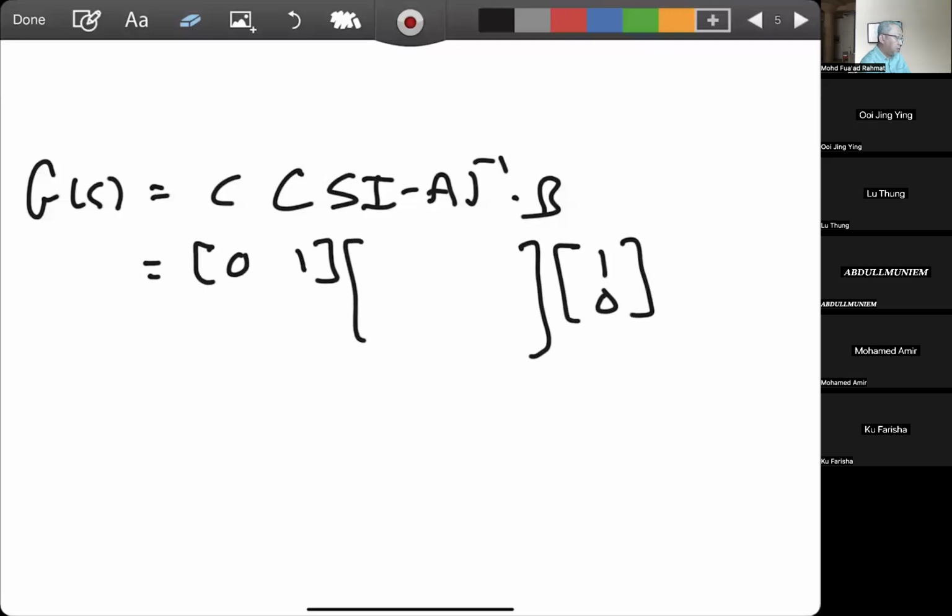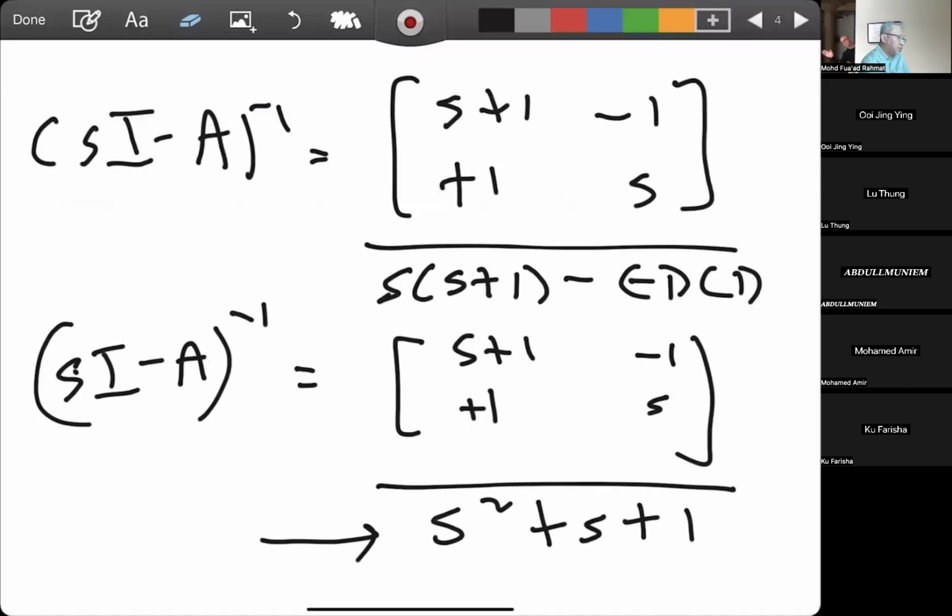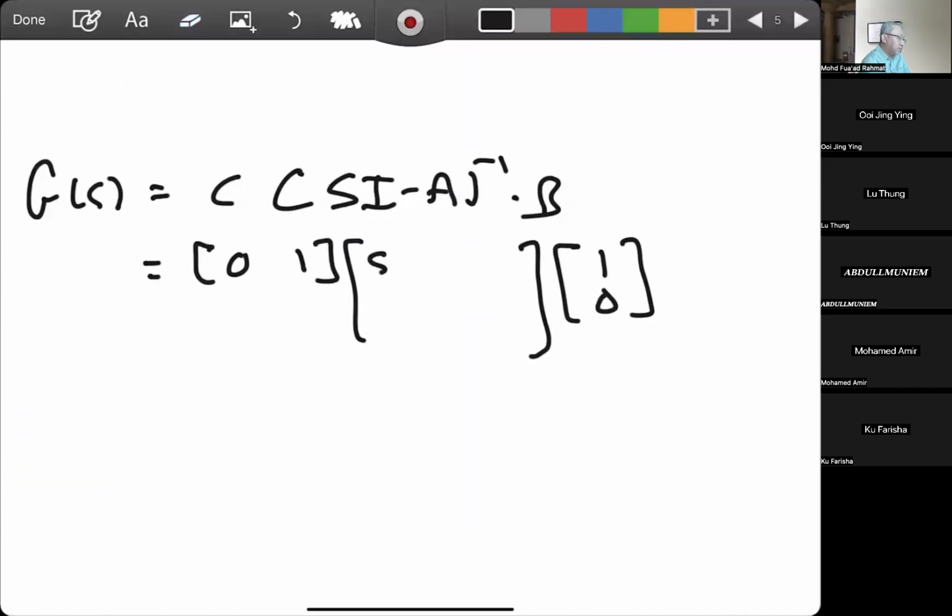What is the value of the inverse of sI minus A? Syuhada? Syuhada did not come. No.